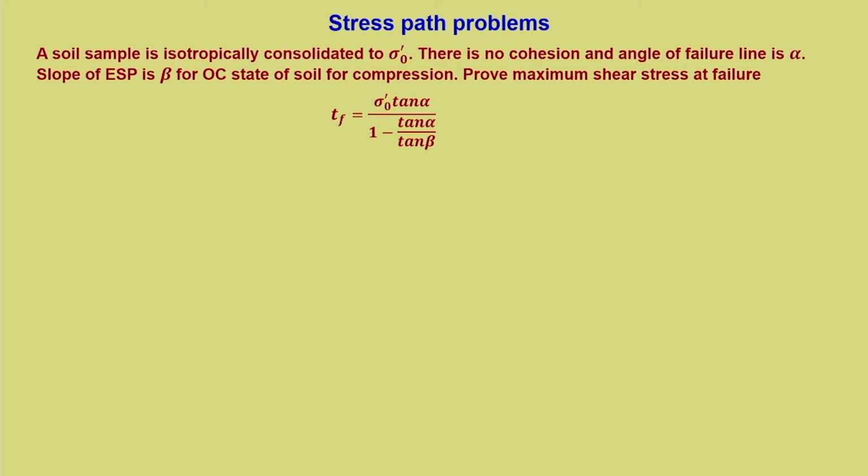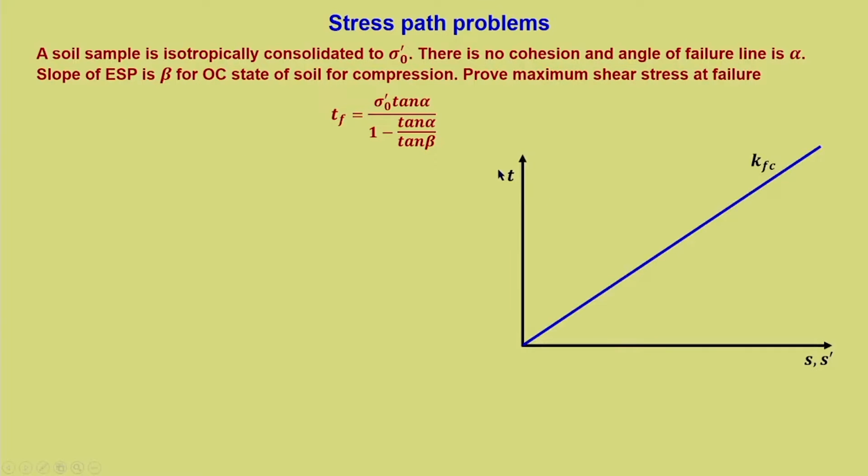Now, let us try to solve this problem. It is clear that it is on t-s-dash and the slope of the failure line is alpha. So, that is marked here. The next is the initial point. A soil sample is isotropically consolidated to sigma naught dash, so it has to be on the isotropic line. So, this is the isotropic line, and the initial point, that is p dash, which corresponds to sigma naught dash, will be here.